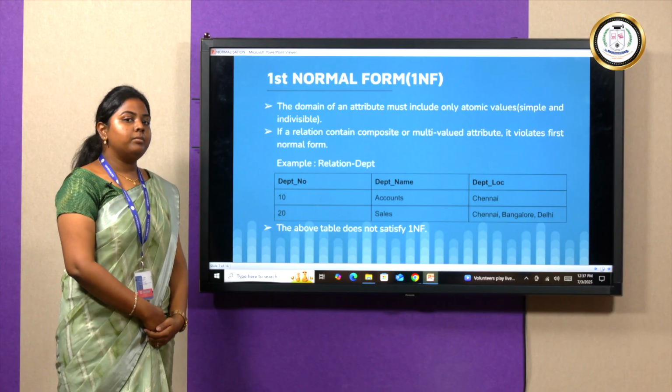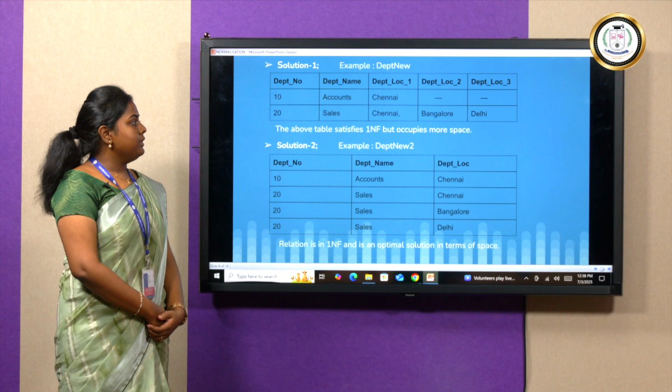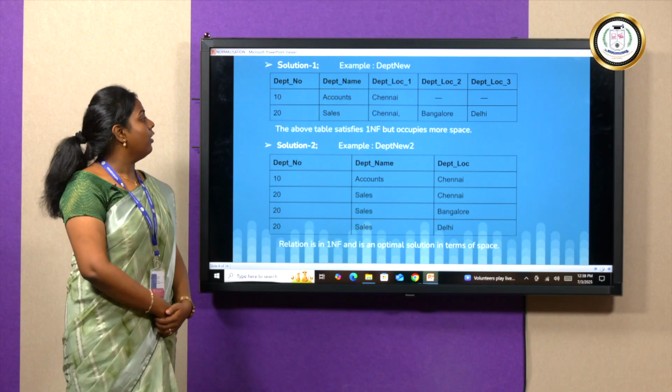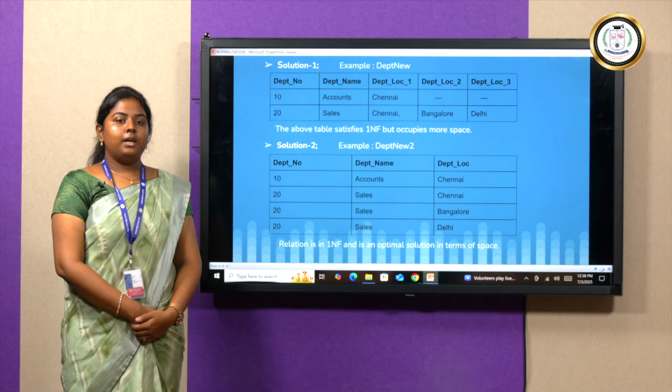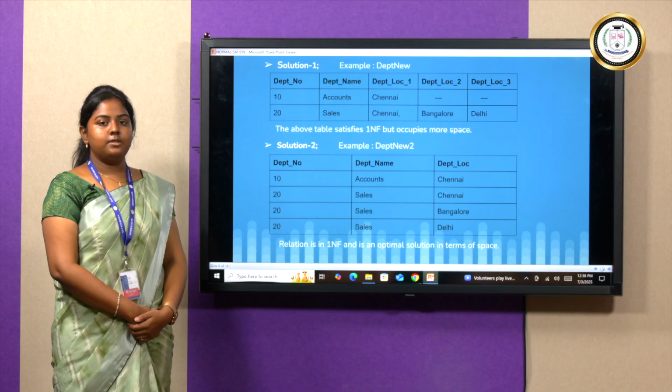In order to overcome this error, we are going to see two solutions. This is the first solution. We are forming a new table. The table name is department new, and here we are just splitting the three values into three different columns, but it occupies more space. So again, in order to reduce this problem, we are finding a new solution, solution 2.